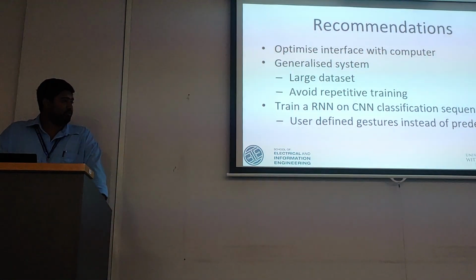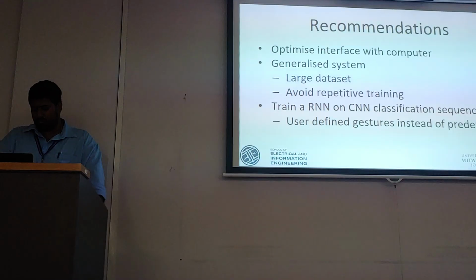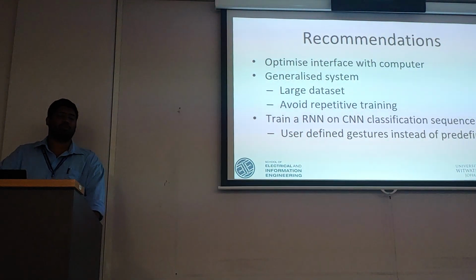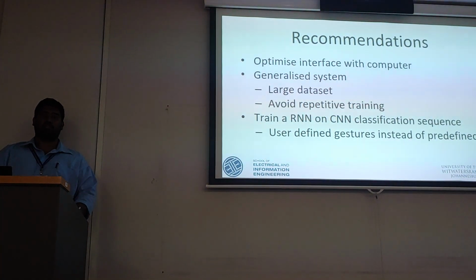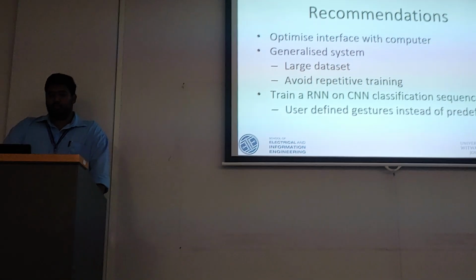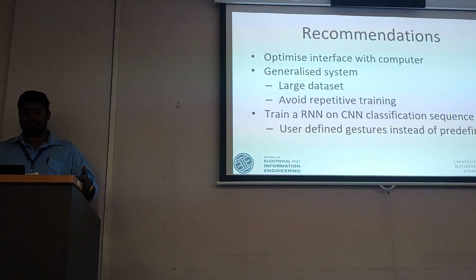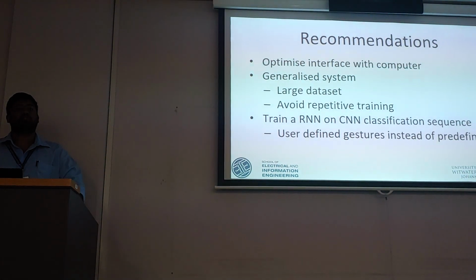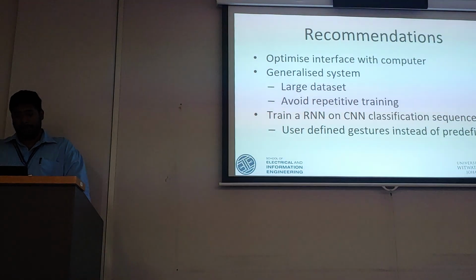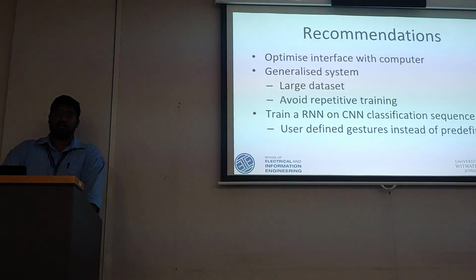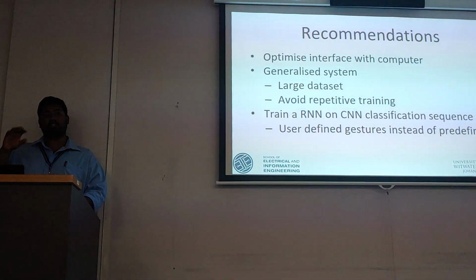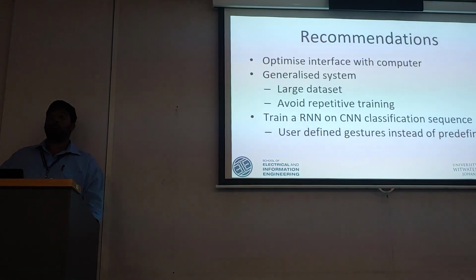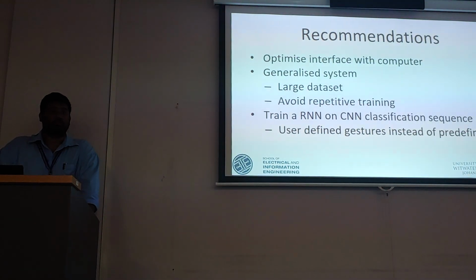Finally, just for future work, we would like to improve the interface with the computer because there was a bit of lag with the MS-DOS framework, and we would like to generalize the system so that the user would not have to train it every single time, but in order to do that, it would require a larger data set. Finally, we would like to train an RNN on the CNN classification sequence, and this will allow the user to define their own gestures instead of the predefined gestures which we have already.